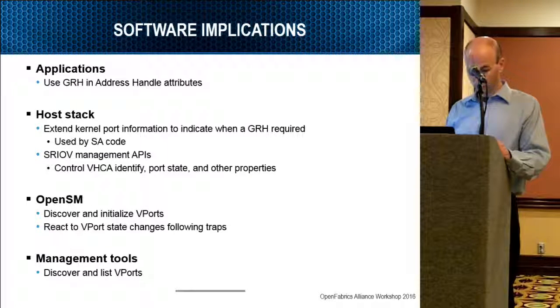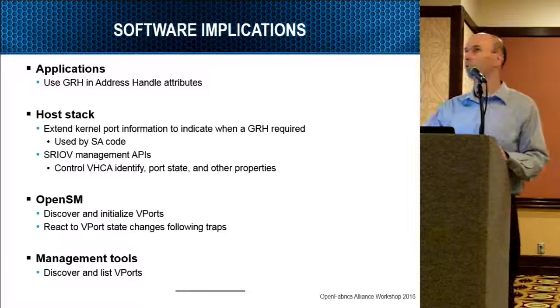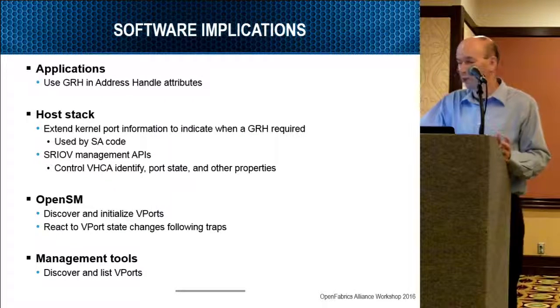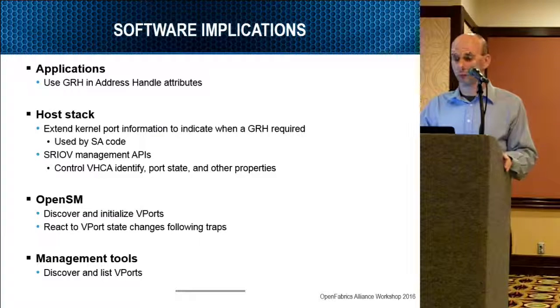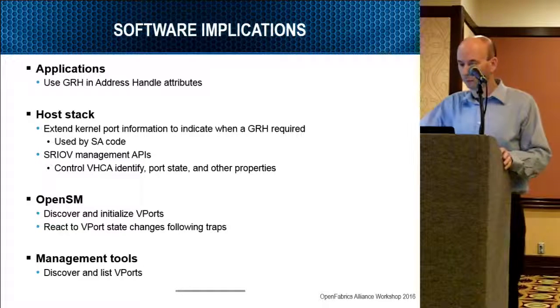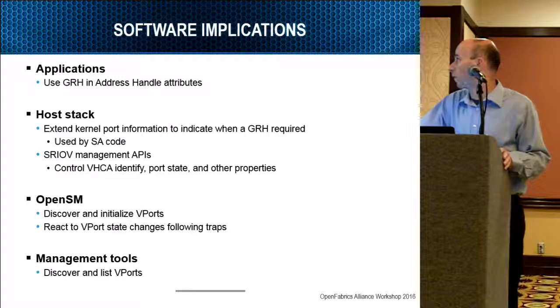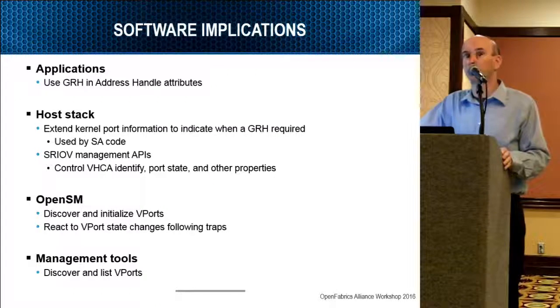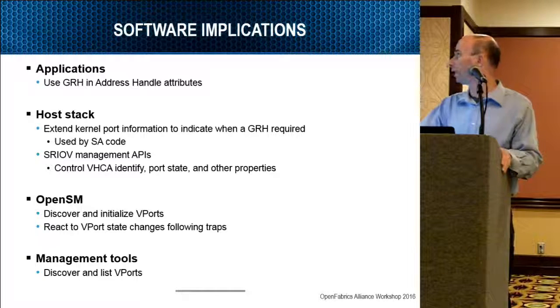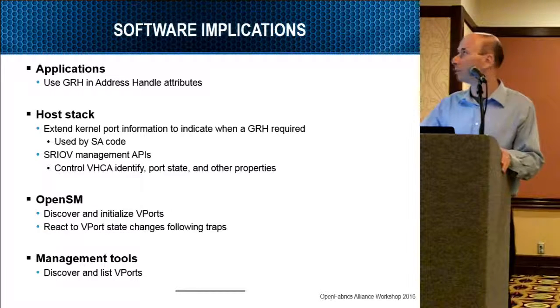I'll summarize with the implications to software for supporting the virtualization annex. First of all, for applications, this is trivial. They need to be able to support GRH. This is not any different than supporting routers. In terms of the host stack, we need to extend the port structure, at least in the kernel, to add this GRH required bit. Its main role is to signal the SA code to generate SA queries with a GRH.